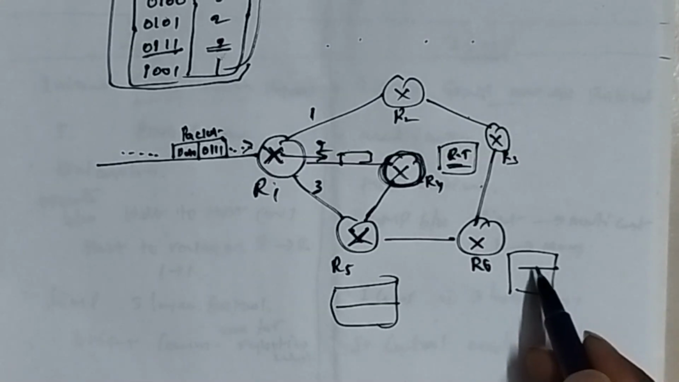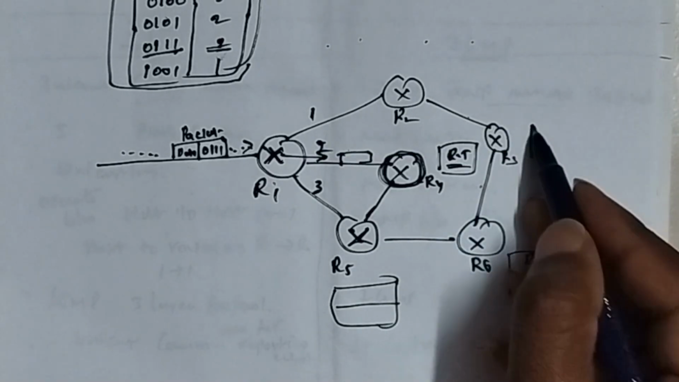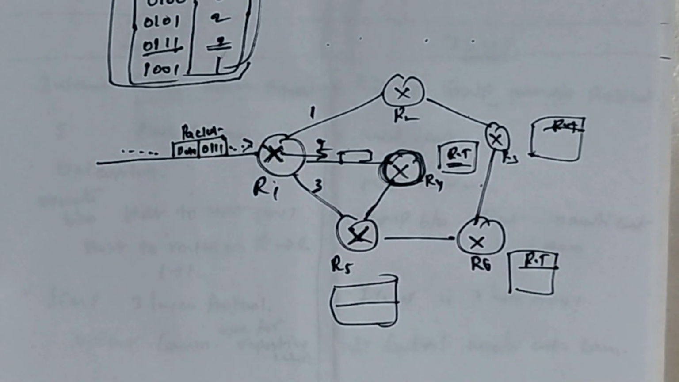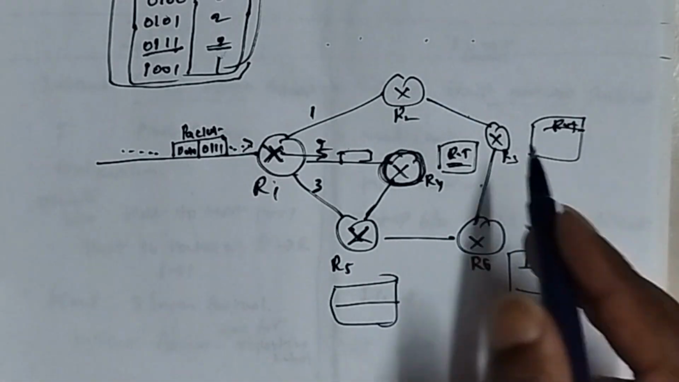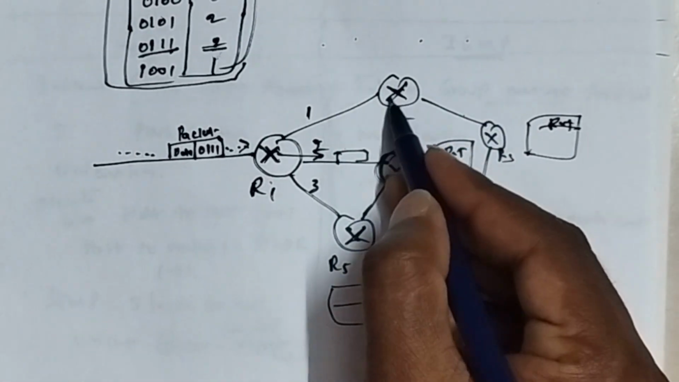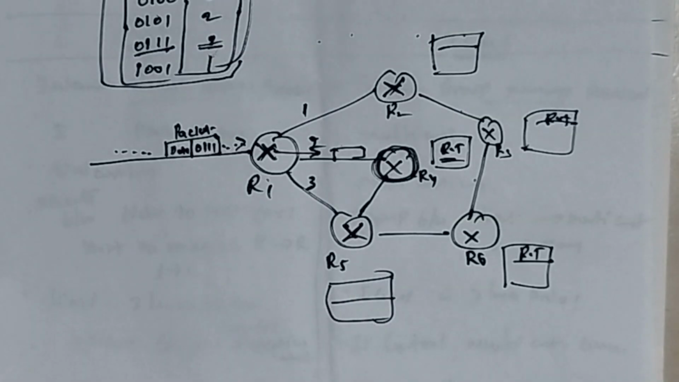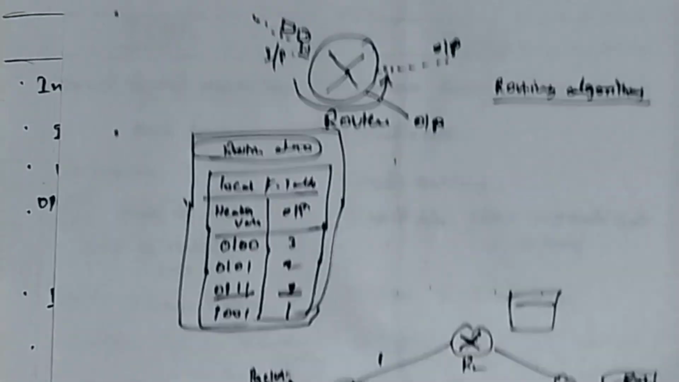Every router has a routing table. The routing table stores how the data will be forwarded to the next router. This information is stored in the routing tables. This one also has a routing table, and this one also. This is nothing but forwarding the data packet.